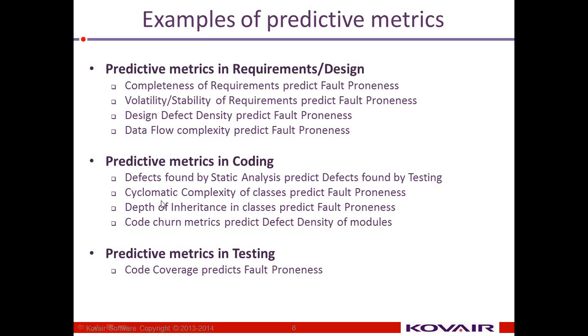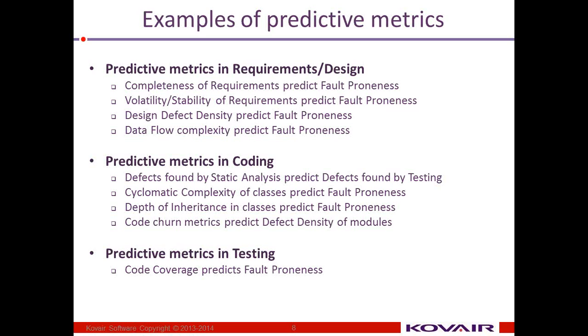Then the cyclomatic complexity of the classes: the higher the complexity, the higher the chances of producing more bugs or defects in those areas. Depth of inheritance is also another measure in the coding stage that can predict that if you have a very deep inheritance, then there are chances that some of the cases are not handled and it might produce defects. And code churn is another one, that is, the number of times a particular code has been changed, modified and reworked on, the chances of producing a higher defect density are high.